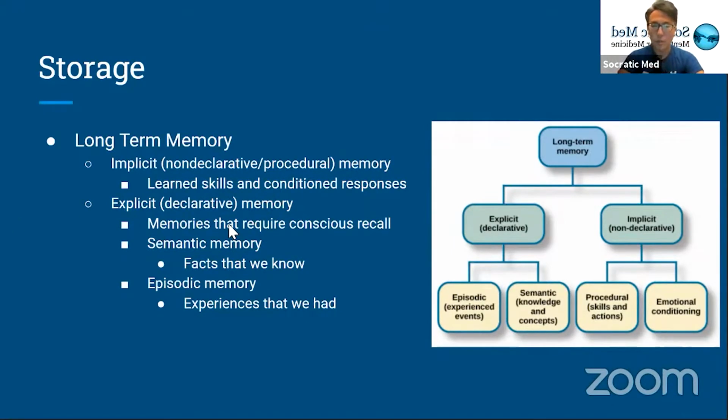Explicit declarative memory is also split into two different types. Like I said, semantic memory is all the facts and information that we learned over the years, while episodic memory is the experiences we have, all the emotions, memories, and experiences that we've had over the years.